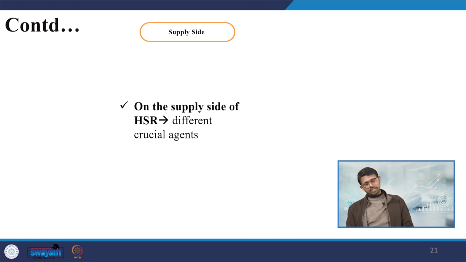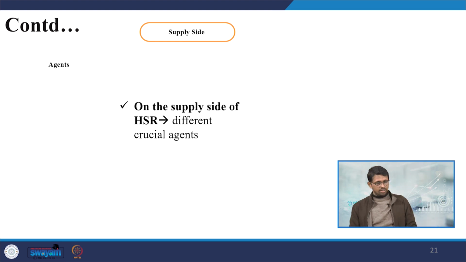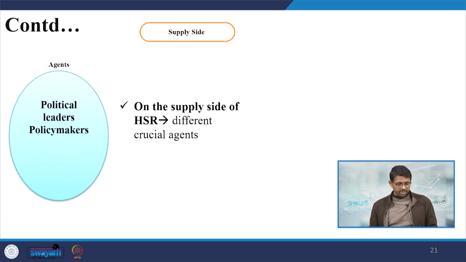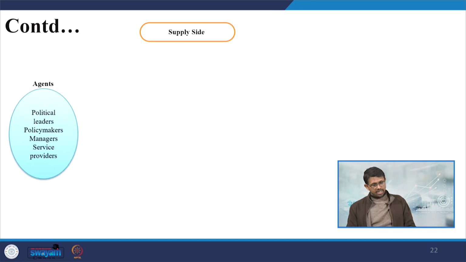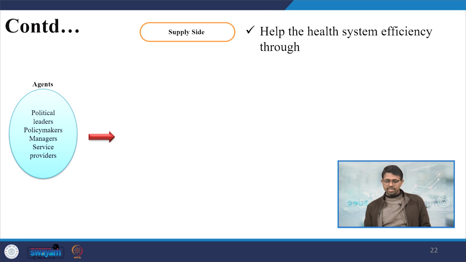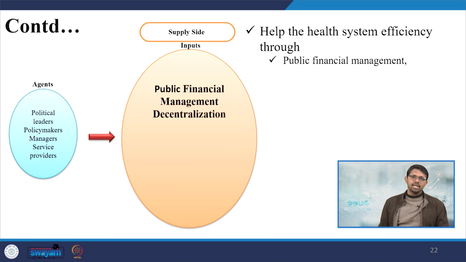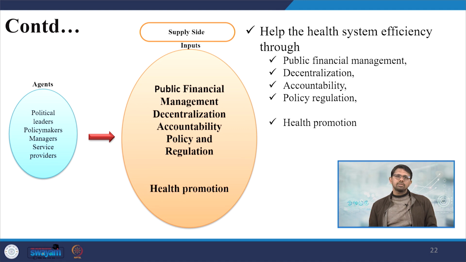Hence, to present it in a structured format of the HSR, we have the supply side and demand side aspects. The agents on the supply side are important, like political leaders, policymakers, managers, service providers, etc. This helps in efficient and proper functioning. Whereas we have a demand side as well. However, the agents of the supply side will help in health system efficiency through their various inputs, such as public financial management, decentralization, accountability, policy and regulations, health promotion.